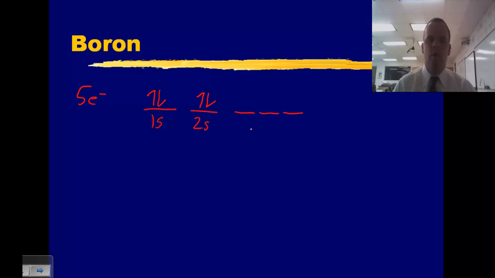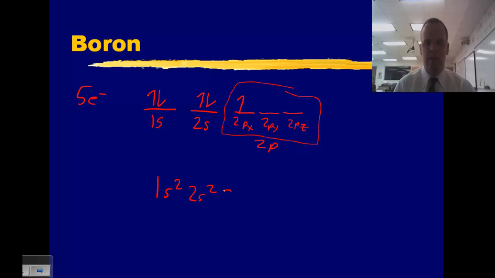After 2s, there are 3 more orbitals that are in the second energy level. These are known as the 2p. You can write it 2px, 2py, 2pz, or just write 2p under all 3 lines. We only have 1 more electron, so we'll add 1. But we have to do these as a group because these are a group of 3. They always come together as a group. 1s2, 2s2, 2p1.